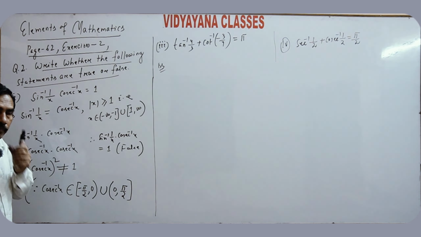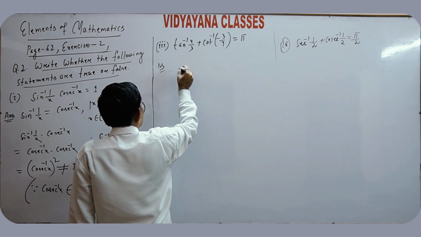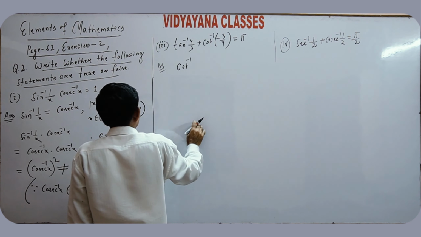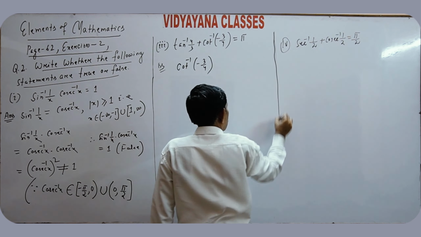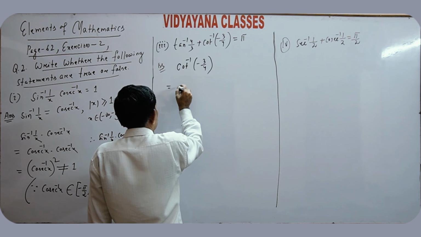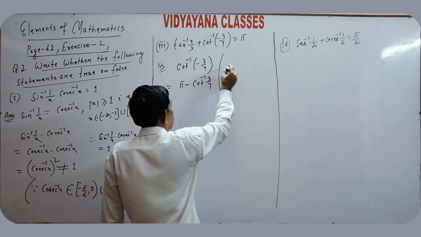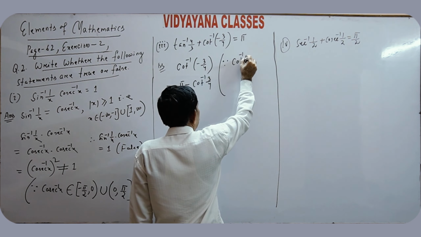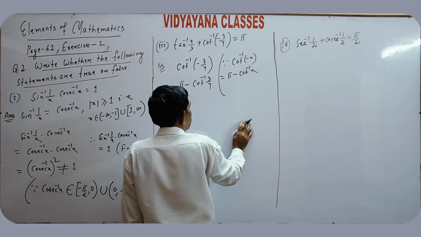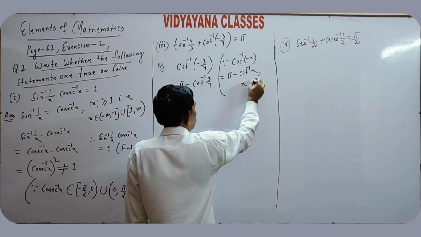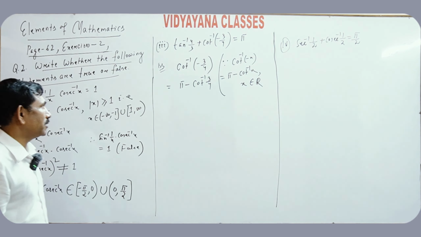Clear? Okay. Next, third bit. Cot inverse minus 3 by 4 is equal to pi minus cot inverse 3 by 4. Since cot inverse minus x is equal to pi minus cot inverse x for all x belongs to set of real numbers. Cot inverse minus x is equal to pi minus cot inverse x when x belongs to set of real numbers.